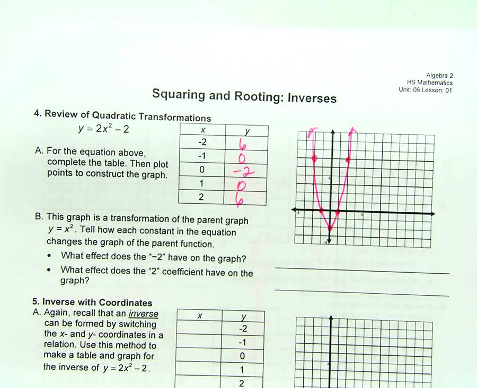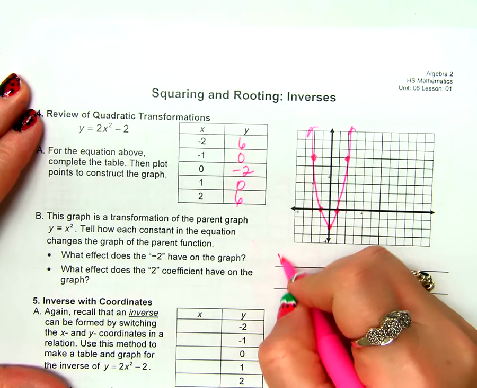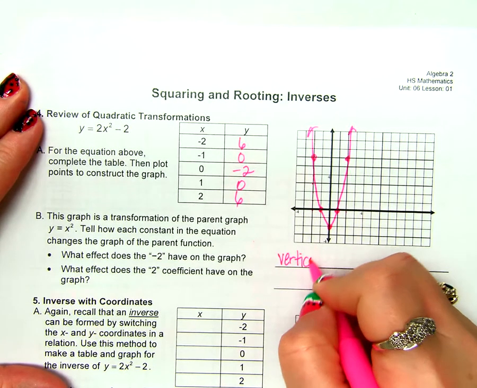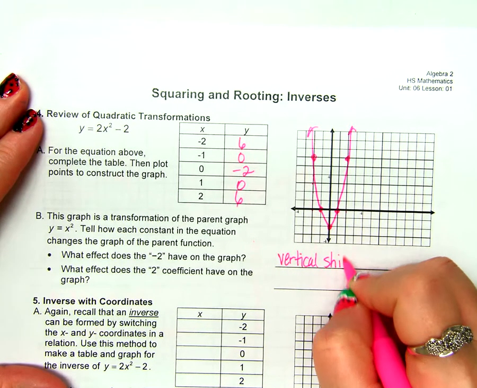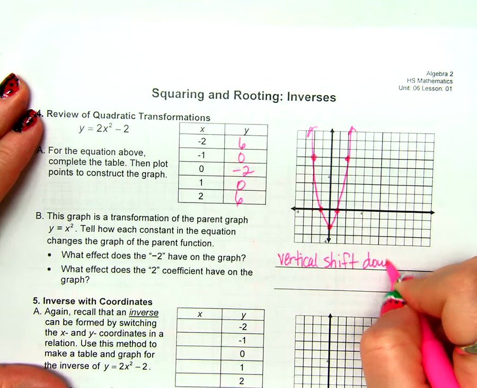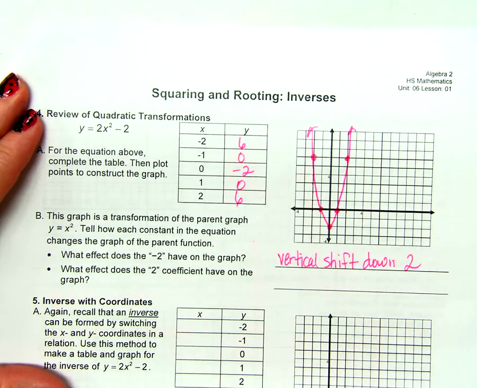This graph is a transformation of the parent function y equals x squared. Tell how each constant in the equation changes the graph of the parent function. What effect does the negative 2 have on the graph? Vertical shift down 2.